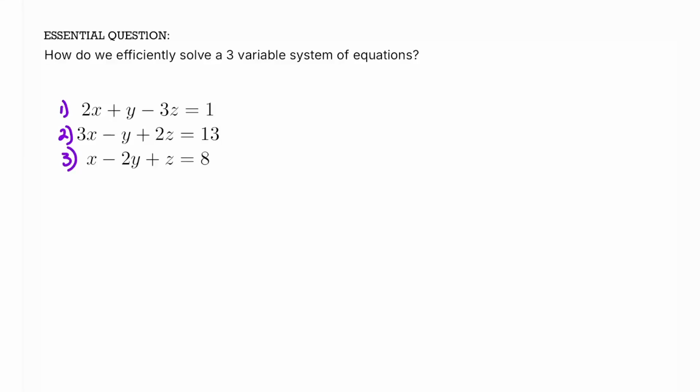My rule of thumb when dealing with three-variable systems is do as little work as you have to in order to eliminate your variable. So if we only have to multiply one of the equations, go with that. If you have to multiply multiple equations, that complicates it a little bit. So in this example, we're going to start by getting rid of y with equations 1 and 2. So we're going to take 2x plus y minus 3z equals 1, and we're going to eliminate y with equation 2.